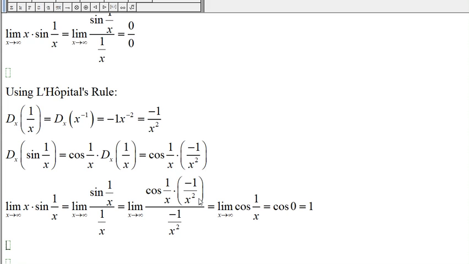Negative 1 over x squared divided by negative 1 over x squared, so this is 1. So we get cosine of 1 over x. As x approaches infinity, 1 over x approaches 0, so we have cosine of 0, which is 1.